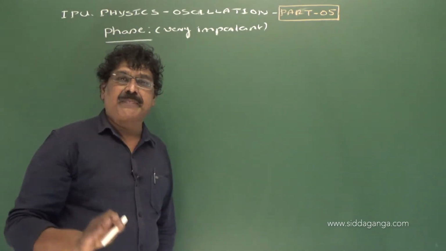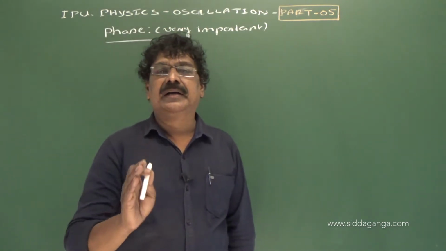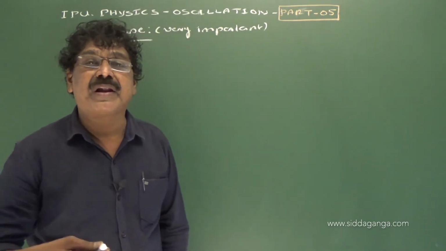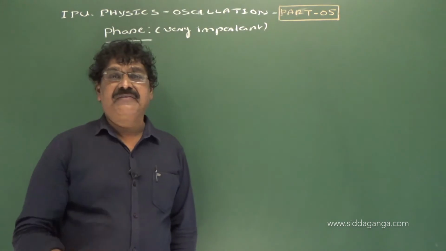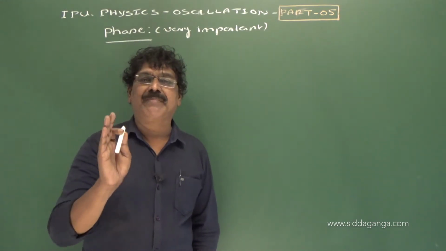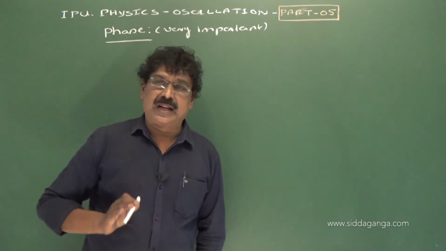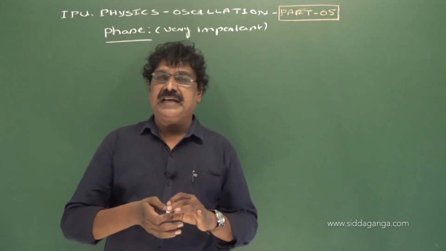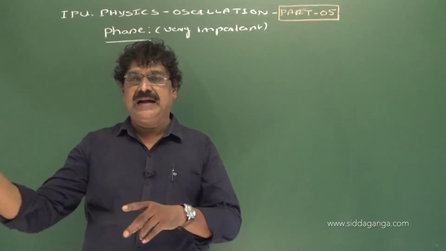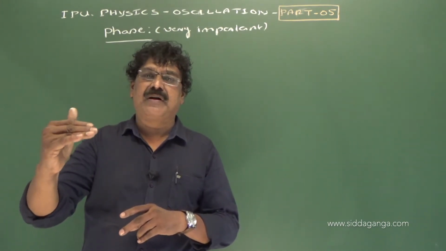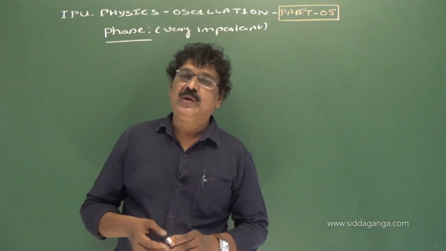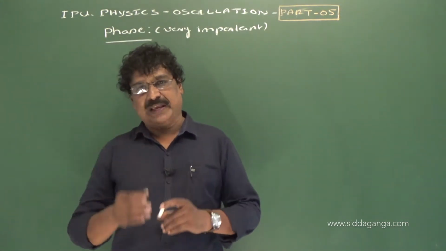The quantity which represents both the position and the direction of motion of a vibrating particle, or a particle executing simple harmonic motion, is called phase. Phase is also termed the state of vibration of a particle. Now it is clear: phase gives the position of the particle from the mean position and the direction of motion of the particle at any instant of time. Now how to measure the phase? Phase can be measured in two ways.